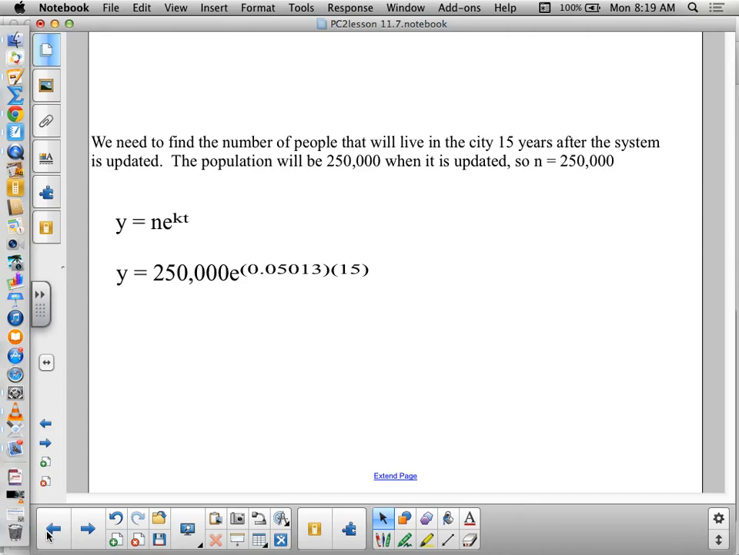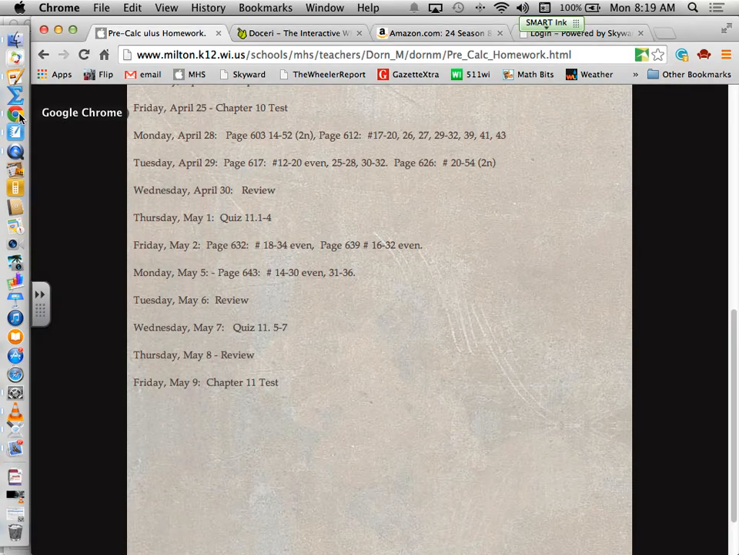And yes, I'll put the homework up. There it is. 14 through 30 even and 31 through 36. Let me double check that, see if I want to modify that at all. Yeah, 14 through 30 even are really quick little problems. They're very short. And then 31 through 36, I don't think I want to do all of those. That's a lot. Let's do 31 and 32.